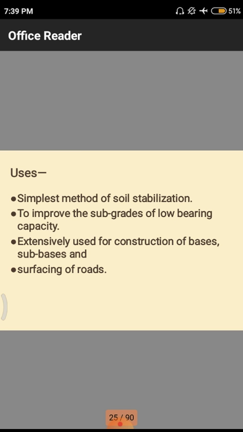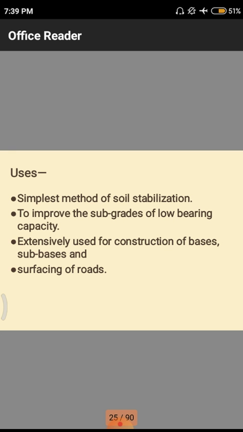Then only we have to get these strength properties. No technicians are required, no engineers are needed. Why? Because simply it is a rolling mechanism. We have to apply a load mechanism, and we have to roll the roller.